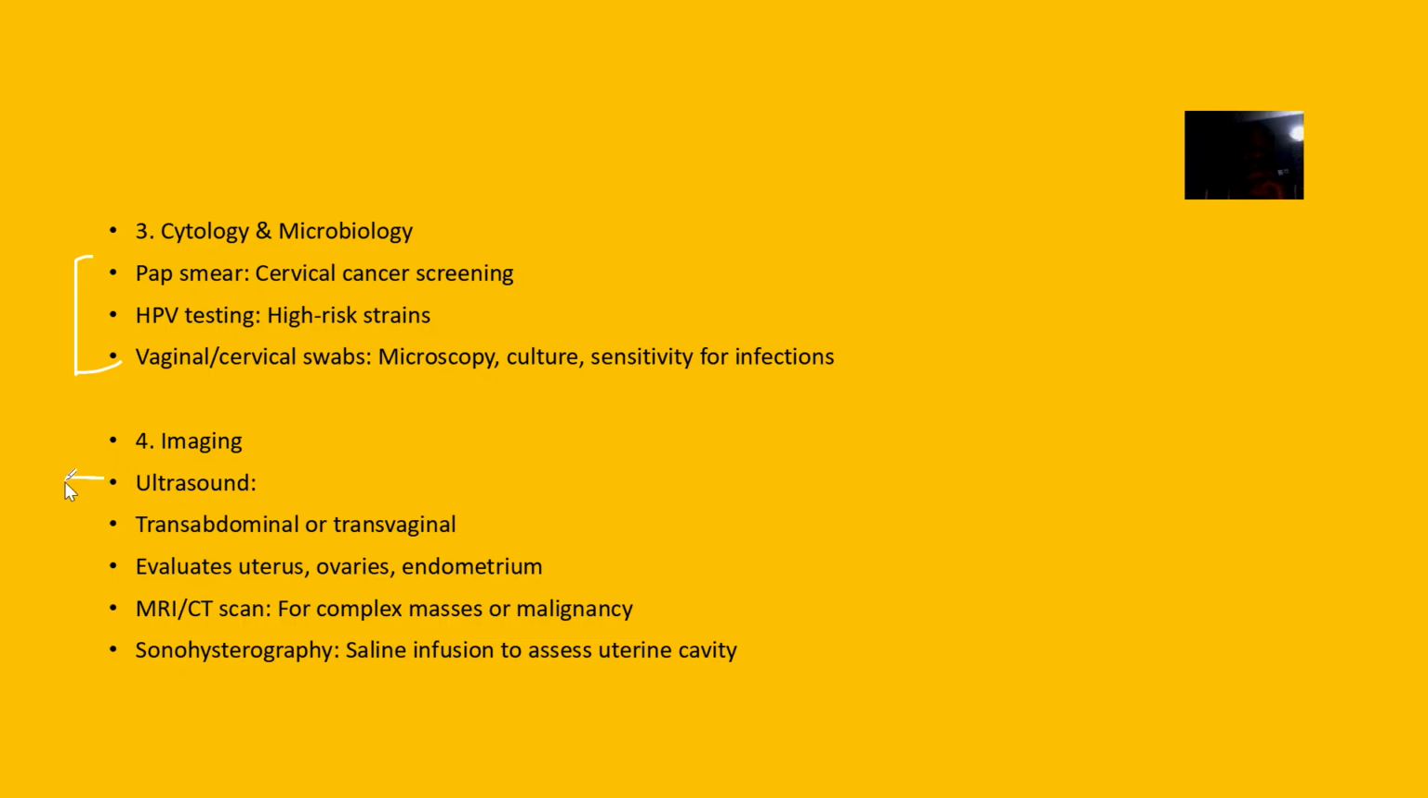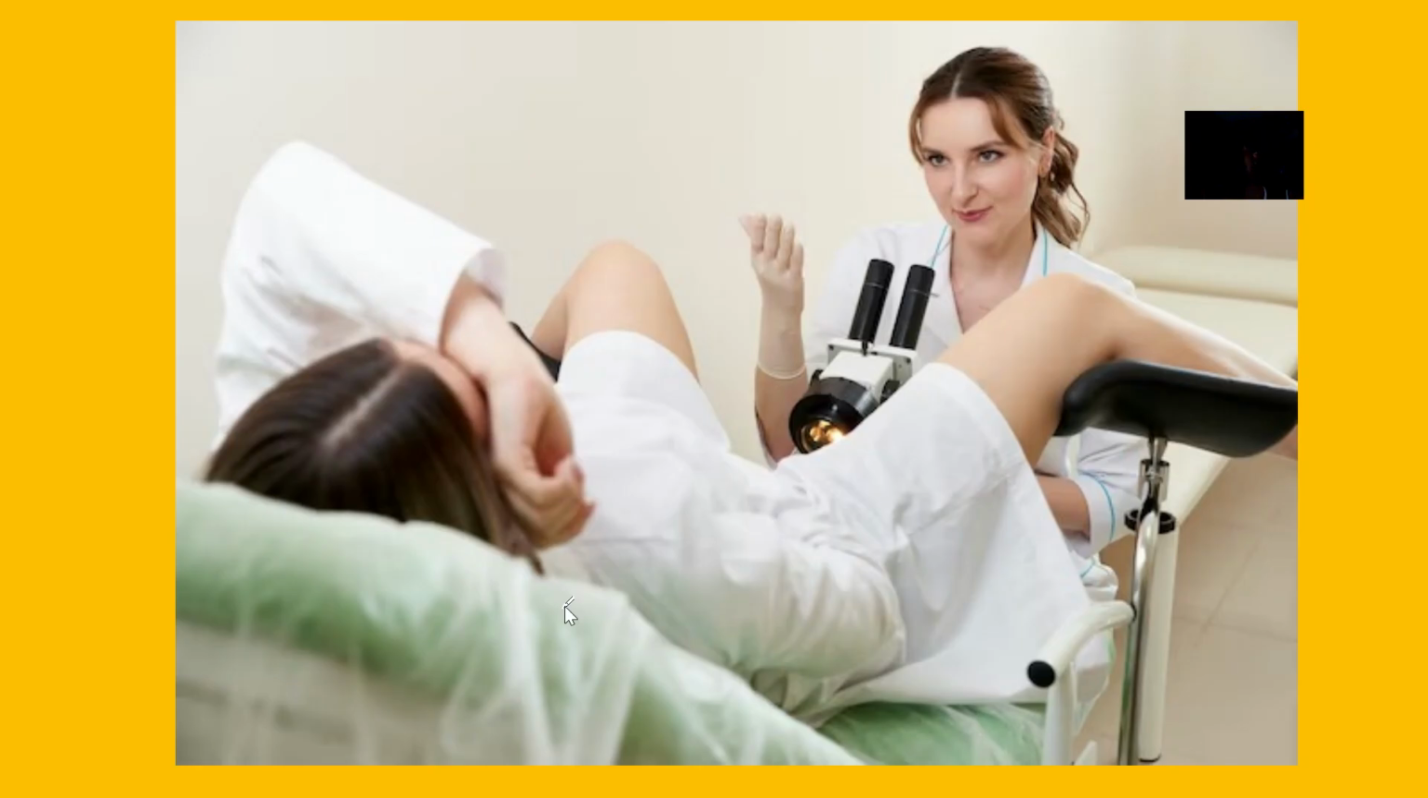Then imaging. If I suspect that maybe there is a tumor growth or any issues in the pelvis, I might want to do an ultrasound, which could be transabdominal or transvaginal, to evaluate the uterus, the ovaries, and the endometrium. Then MRI and CT scans, then also sonohysterography. All of this I might need to do. Then there is colposcopy, where they can actually observe inside the vagina right into the cervix.